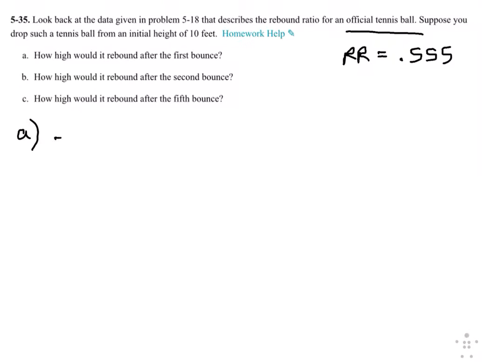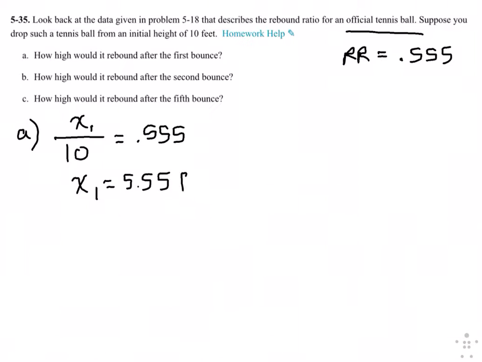Okay, so A says, suppose you drop it from 10 feet. So if you drop it from 10 feet, that's the original height. And how high would it rebound after the first bounce? Let's just call it x1 so we remember its first bounce, right? Okay, equals 0.555, right? So 10 times 0.555, right? So x1 comes out to be 5.55, right, feet.